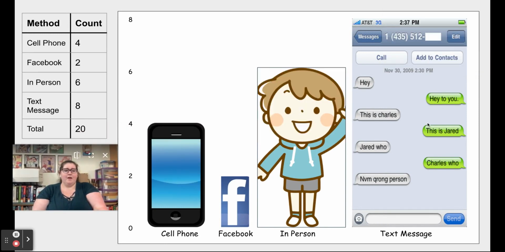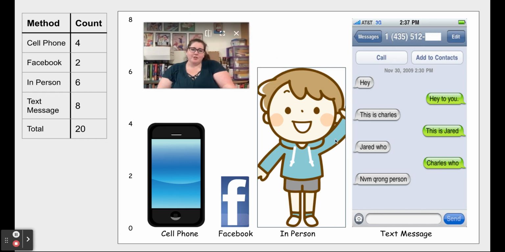This is an example of a bar graph, and you might be tempted in your very creative minds to create bar graphs that are visually interesting and use different symbols or different pictures to represent the bars. Where we have to be careful with something like this is that this is a lot to look at. We have a cell phone representing the people who said cell phone. The cell phone is up to 4, telling us 4. Facebook is 2, in person is 6, and then text message is 8. So yeah, we have pictures and it's creative.